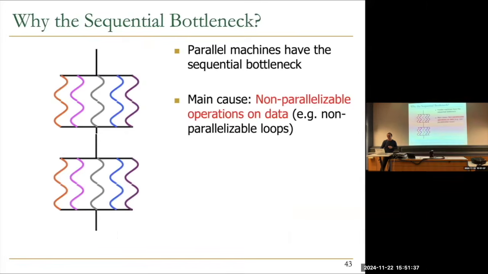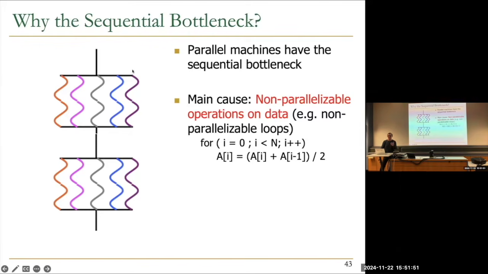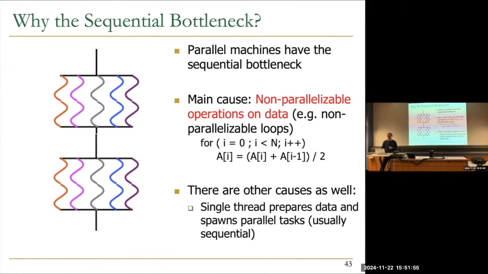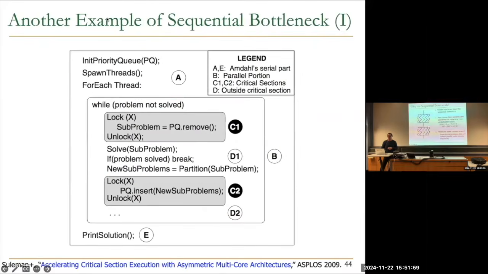Okay, we've already seen a lot of this, so I'll go through this relatively quickly again. We've seen the sequential bottleneck in the last lecture, right? And the main reason for this is non-parallelizable operations on data. For example, if you have non-parallelizable loops, where you have a loop-carried dependency, you don't get this beautiful parallelization. You need to have some serialization. And there are other causes. A single thread prepares data and spawns parallel tasks. We've discussed this yesterday also. And this is usually very sequential.